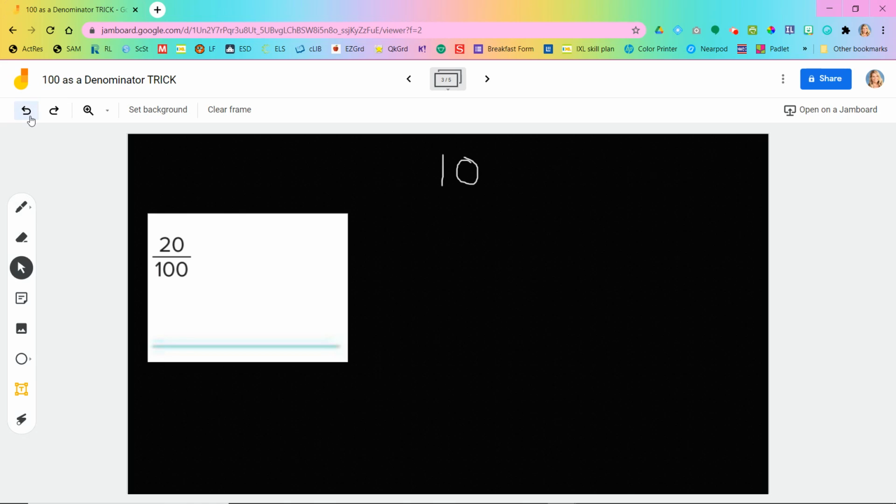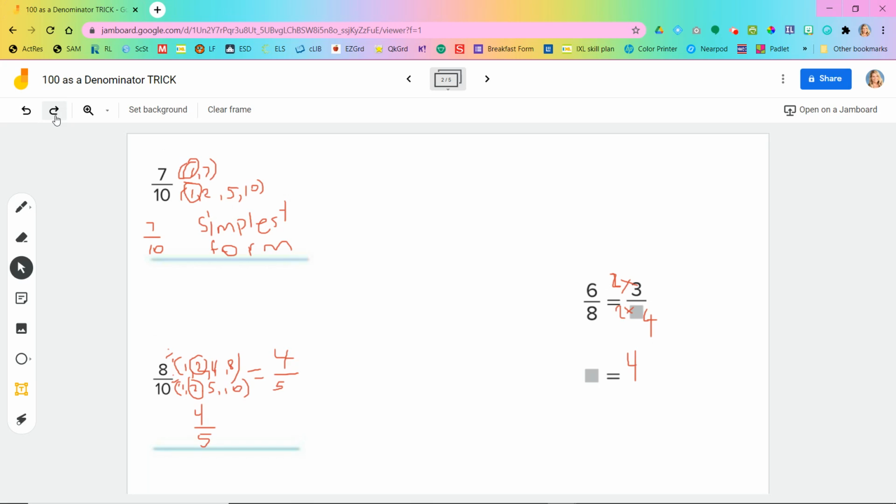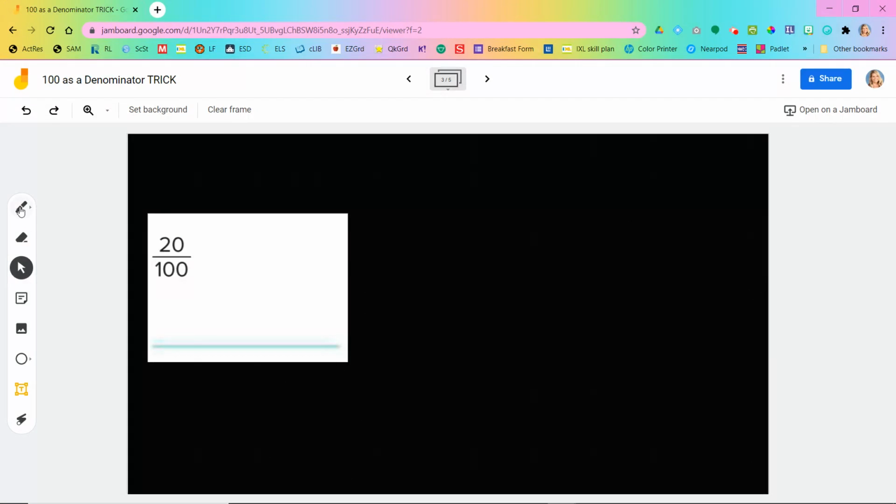So if I see that my fraction has a numerator and a denominator that has a 0 on each end, I can divide by 10. Now, I'm not going to make you work it out and divide by 10. All you have to do is this.